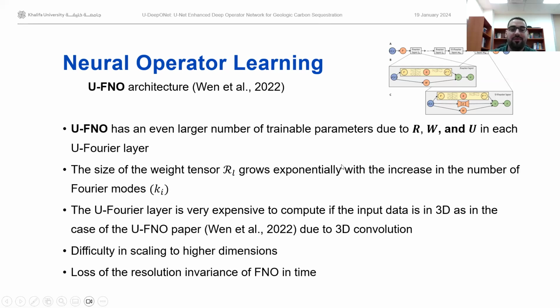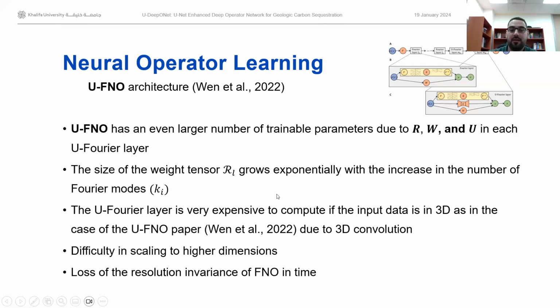On top of that, the size of the weight tensor R grows exponentially with the increase in the number of Fourier modes. What I mean by this is that if you have a 2D or a 3D data set, it means you'll have a 2D or 3D tensor, and it grows exponentially, which probably suggests that the UFNO or the FNO suffers from the curse of dimensionality.